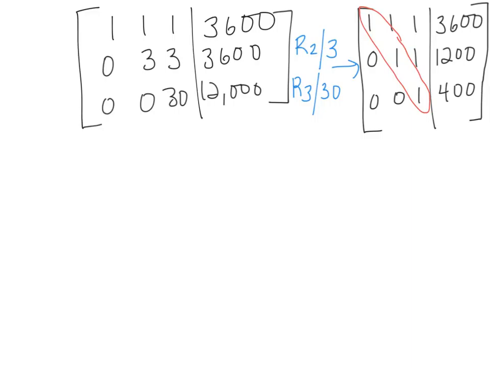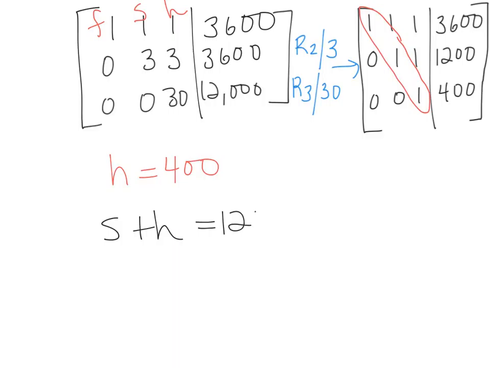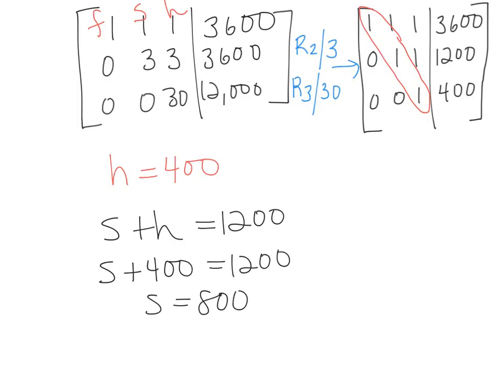So remember that this was F, this was S, and this represented H, those columns. So I now know that H is 400. So I need 400 $100 seats. I'm going to use that second row there to write my equation S plus H equals 1,200. And since I know that H is 400, that makes S equal to 800. So the $70 seats are 800.